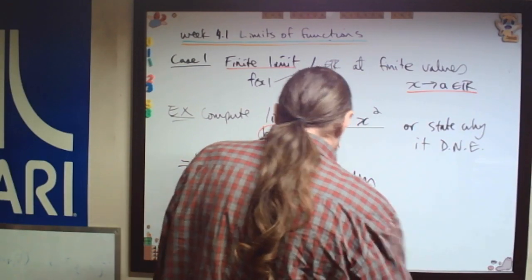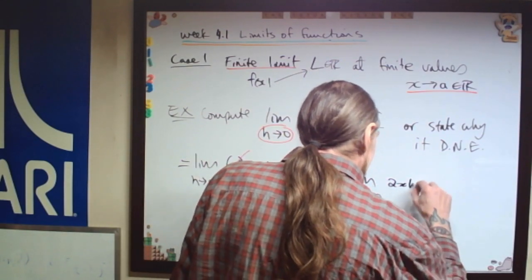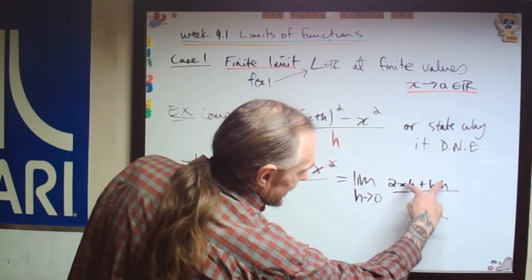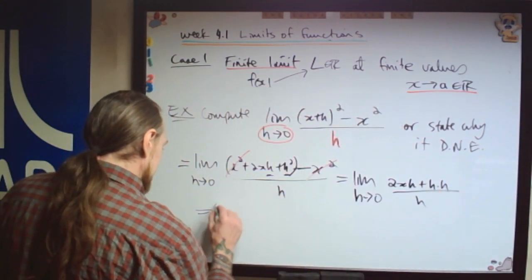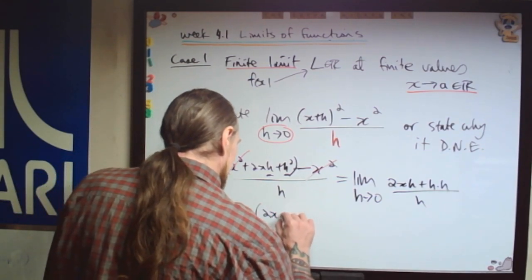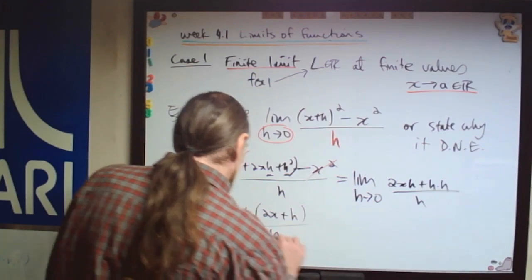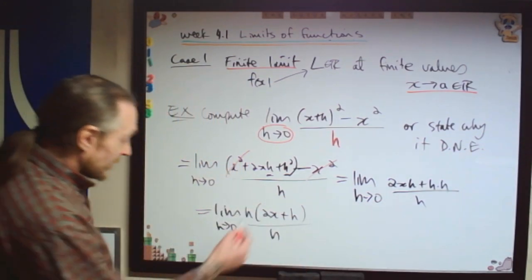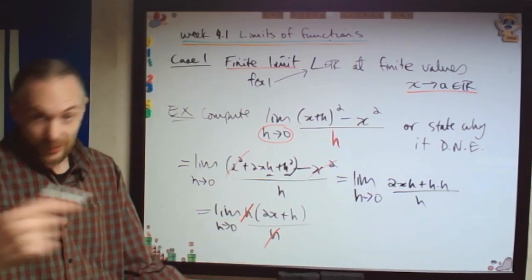Here, I'll write it out slowly. 2xh plus h times h squared over h. So I have an h in each one. I'm going to factor it out. This is the limit as h approaches 0 of h times 2x plus h over h. Now I can cancel the h, which is the clever algebra. If there is clever algebra, this will go away. This is what you like.